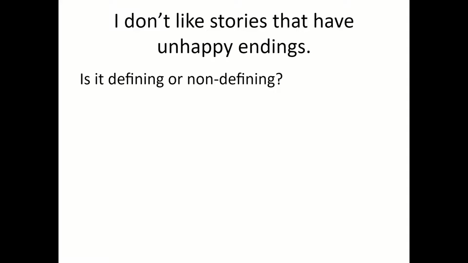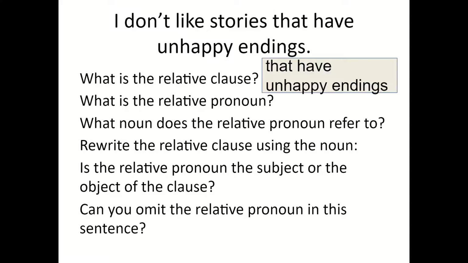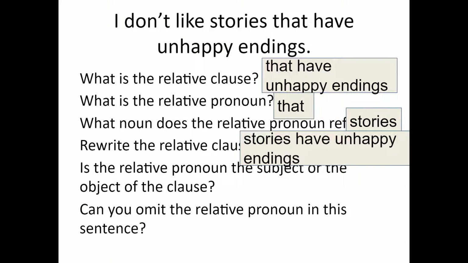All right, here's another example. I don't like stories that have unhappy endings. Is it defining or non-defining? Okay, it's defining, so we need to think about the structure. The relative clause is that have unhappy endings. Relative pronoun is that. That is referring to stories, so we can rewrite it as stories have unhappy endings. So stories here, is it the subject or the object of the clause? Stories have unhappy endings. It's the subject. So we cannot omit it because we only omit the object pronouns.